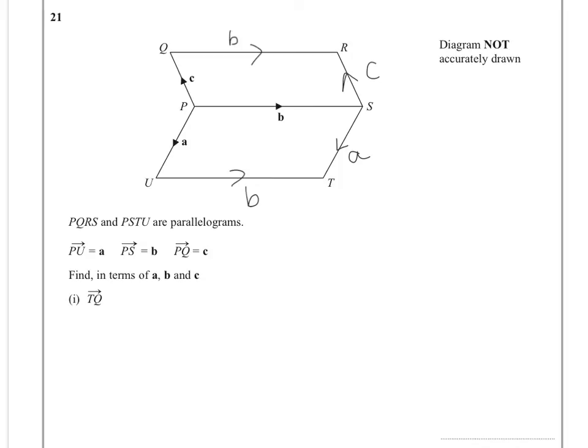So to go from T to Q, well, you can take many different routes, they'll all give you the same vector outcome. I'm going to go T to U, T to P, P to Q. So I get minus b, so I'm going the opposite direction to the arrow. So minus b, minus a, plus c.